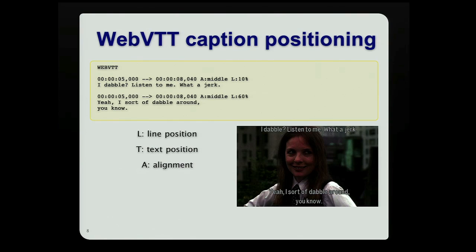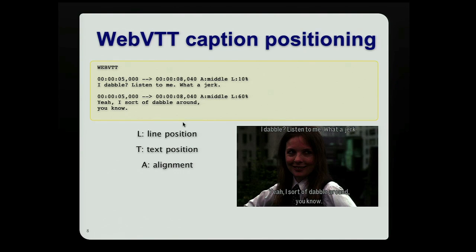A still shot from Annie Hall finds Diane Keaton wearing a dress shirt, necktie, and vest. Captions appear in the center of the video pane at both the top and bottom of the screen. The bottom caption text wraps to a second line. After the line break, the captions are center aligned. The bottom caption reads, "Yeah, I sort of dabble around, you know." The top caption, "I dabble? Listen to me. What a jerk." Headings next to the still read, L, line position, T, text position, A, alignment.